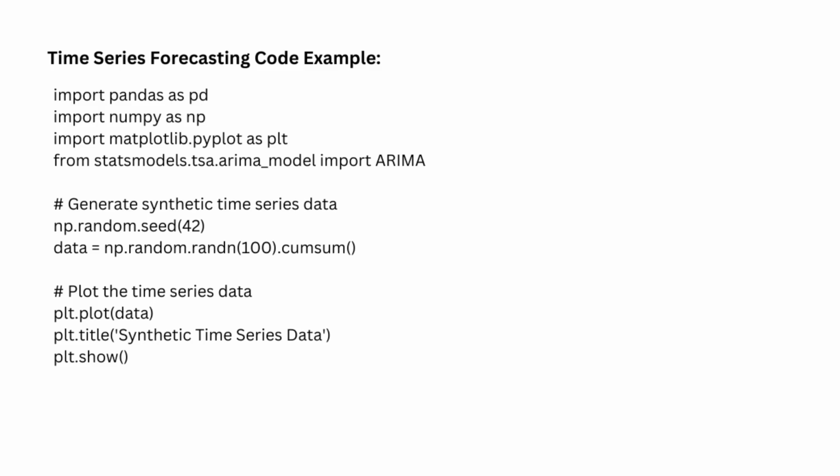Code example. Explanation of code. 1. Data generation. We generate synthetic time series data using np.random.randn and cumsum, which simulates random walk behavior. 2. Data visualization. We plot the generated time series data to visualize its trend and pattern.